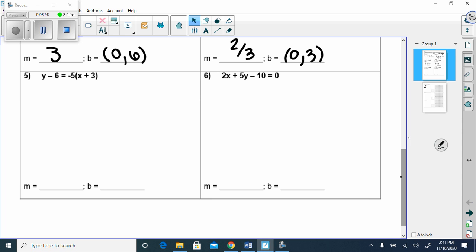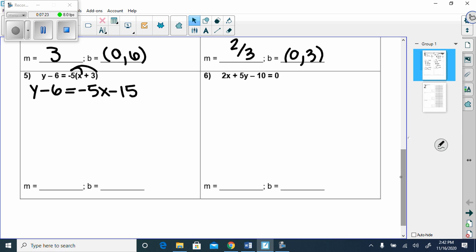Okay, number 5. What do I need to do first there? Distribute. Very good. Alright, so I would have -5 times x, which would give me -5x. Good. And -5 times +3. And then we just keep the y minus 6 on the other side.